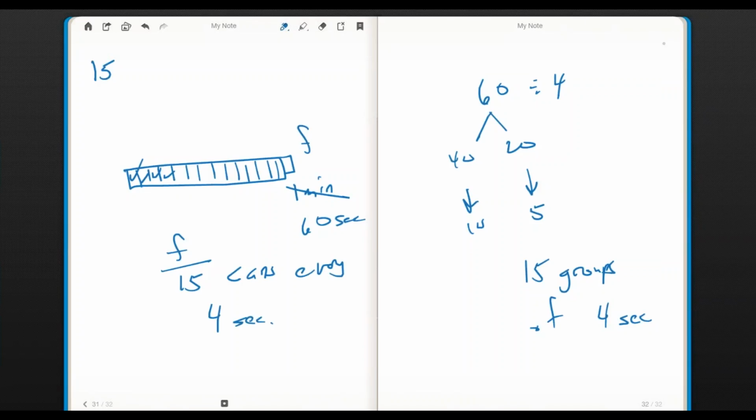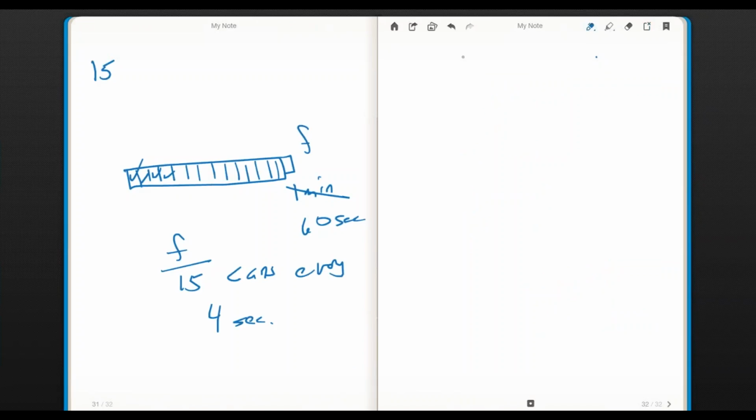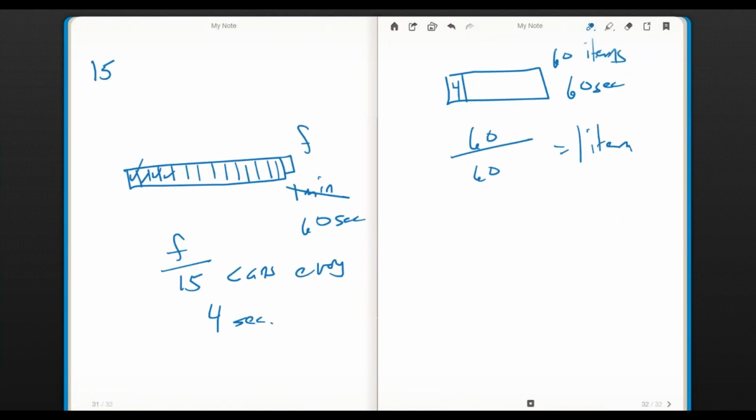Now again, if that seems too hard to start with, think of something you can do. Let's say that you have your machine and it makes 60 items in 60 seconds. How much does it make in 4 seconds? Right? It makes 4 things in 4 seconds. How did you do that? Well, 60 seconds divided by 60 items is 1 item, right? 1 item per second.